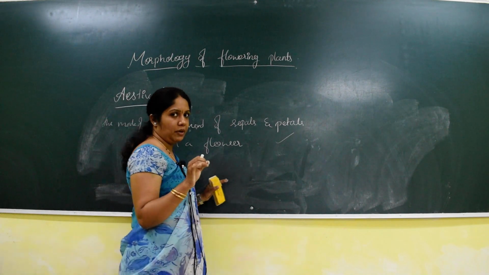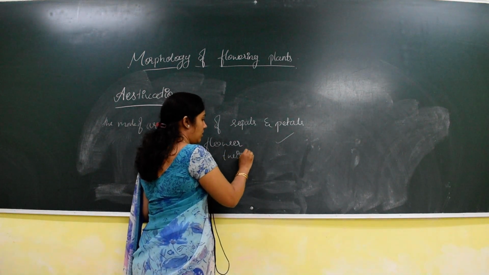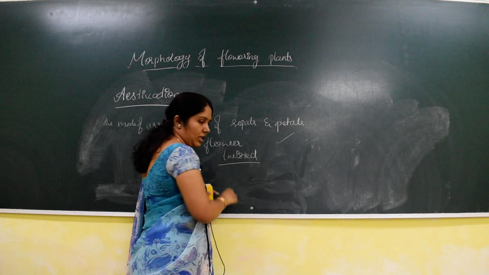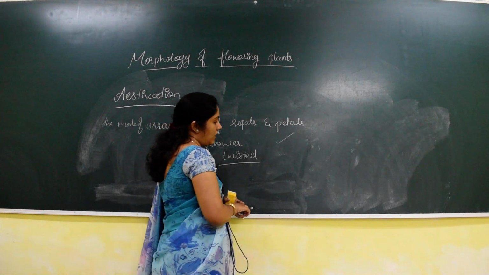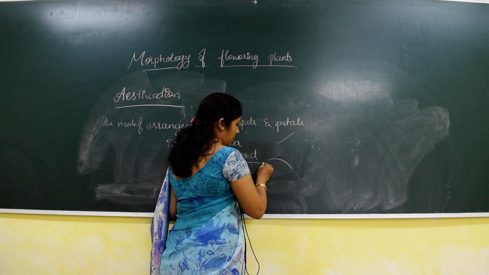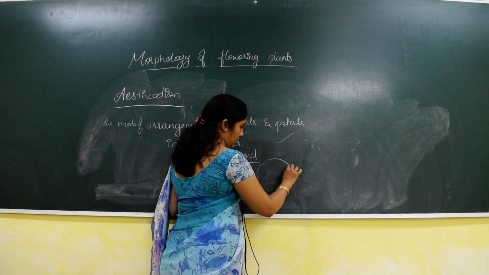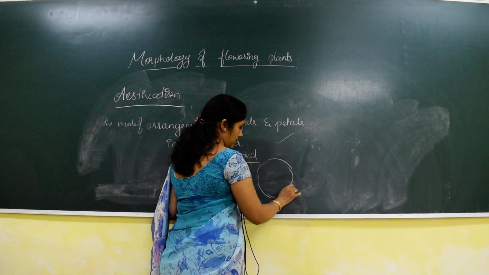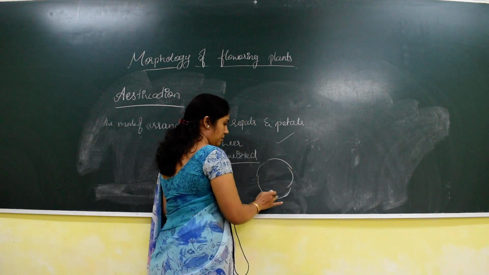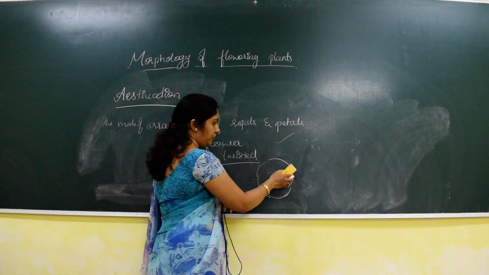Let me give you an example. There is a type called twisted estivation. In twisted estivation, now let us consider these are the petals. Either it may be petal or it may be sepal. Understood?